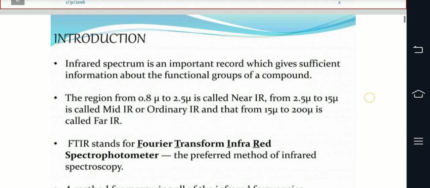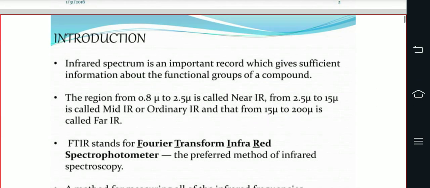What is FTIR? An infrared spectrum is an important record which gives sufficient information about the functional groups of a compound. The region from 0.8 to 2.5 is called near IR, from 2.5 to 15 is called mid IR or ordinary IR, and that from 15 to 200 is called far IR.